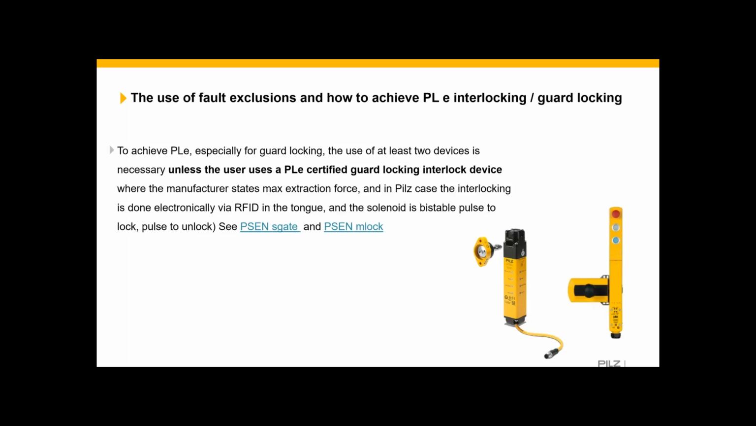To achieve PLE, especially for guard locking, the use of two devices is necessary unless the user uses a PLE certified guard locking interlock device, where the manufacturer states the maximum extraction force. In the case of PILTs, the interlocking is done electronically via RFID in the tongue, and the solenoid is what's called a bistable, pulse to lock and pulse to unlock. And we use that for our PCEN gate and M-locks.